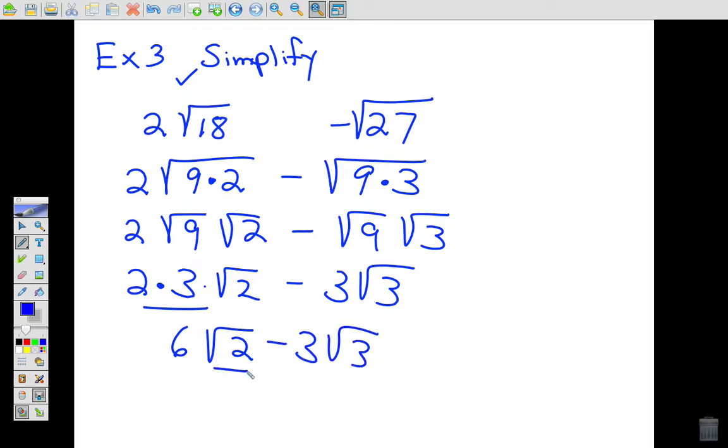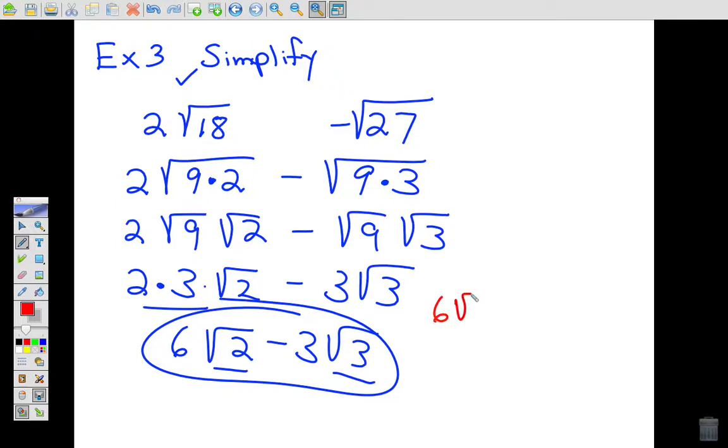Now, these are unlike terms because I do not have the same radical in both of them. So again, there's nothing I can do from this point on. This is my simplified answer. So I cannot take 6 minus 3, because these are unlike terms. Now, if both of these were radical, just for the sake of example here, how about if I had 6 radical 2 minus 3 radical 2?